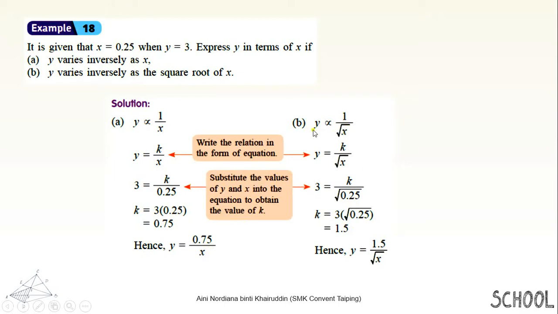For b, y varies inversely as the square root of x. Then write the relation in the form of equation. Substitute the values of y and x. Then you get the value of k, and substitute the value of k into the formula. Hence, y equals 1 over 5 over square root of x.